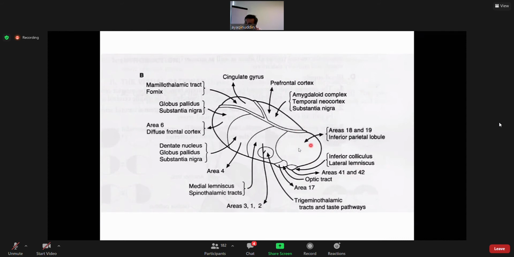The pulvinar is receiving bilateral information. Its input and output is going from areas 18 and 19, and the inferior parietal lobe. These are the association cortices. So there is a two-way connection between the association cortices and the pulvinar. So it is very important in terms of the understanding of sensory input, because the connections of the pulvinar are with the association cortices.